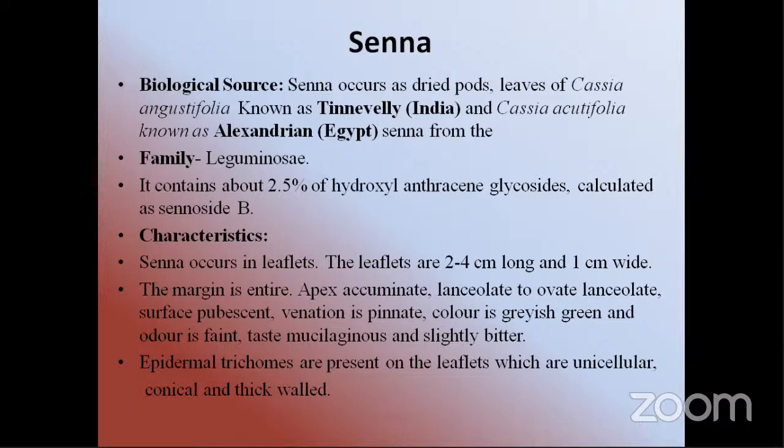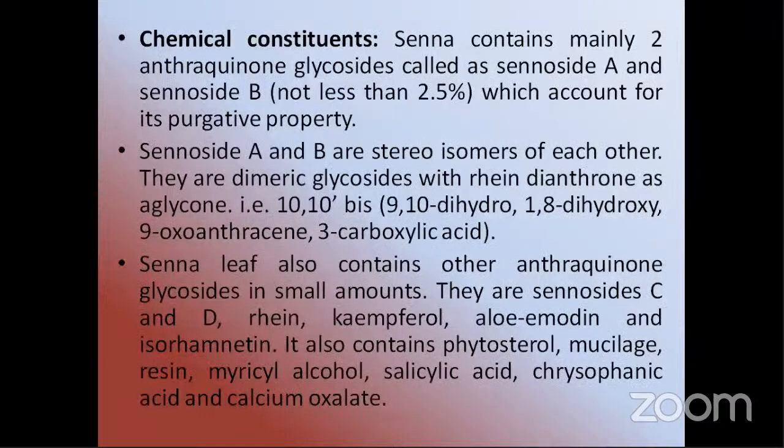Next is the chemical constituents, the main chemical constituents. Senna contains the anthraquinone glycosides, and the main glycosides are sennoside A and sennoside B. It also contains sennoside C and sennoside D. Sennoside A and B are stereoisomers of each other.